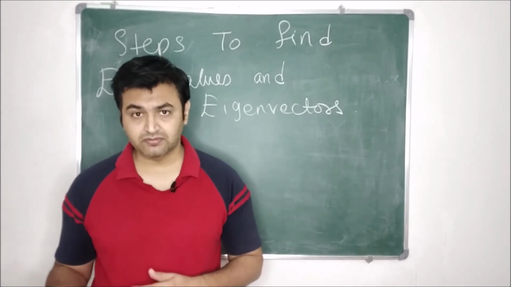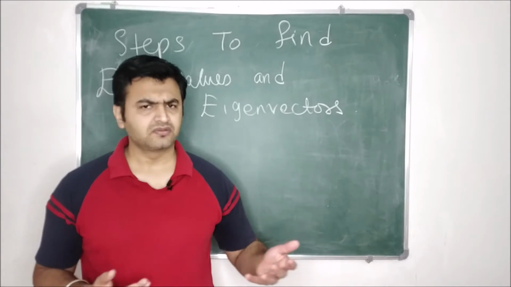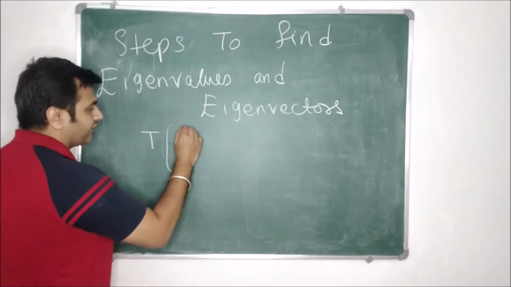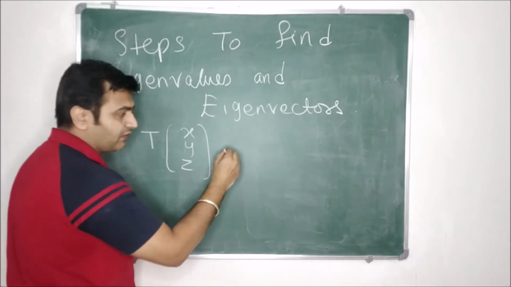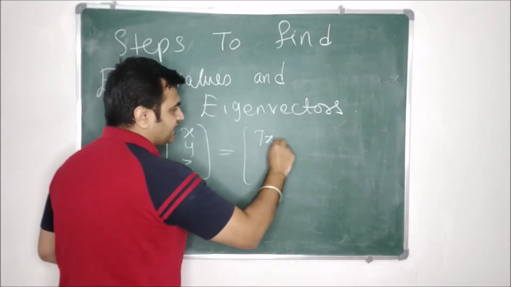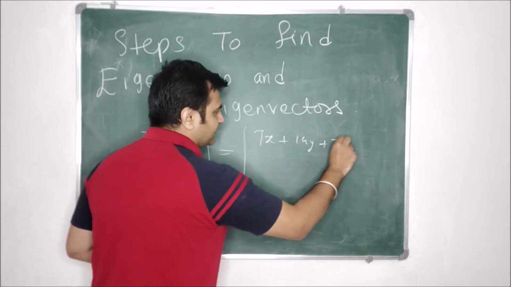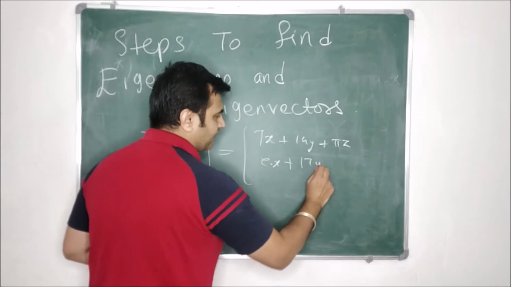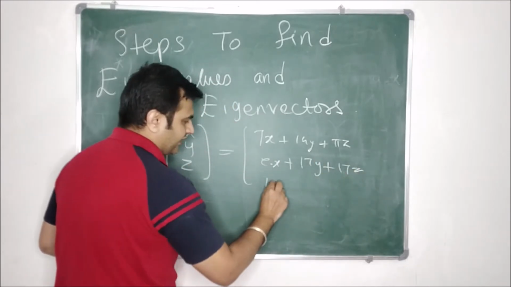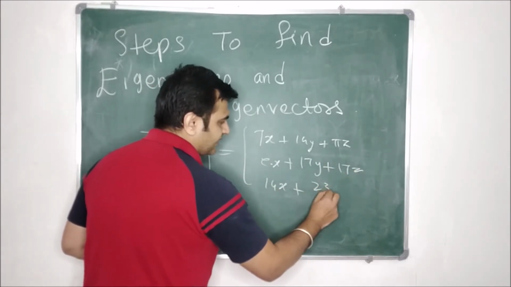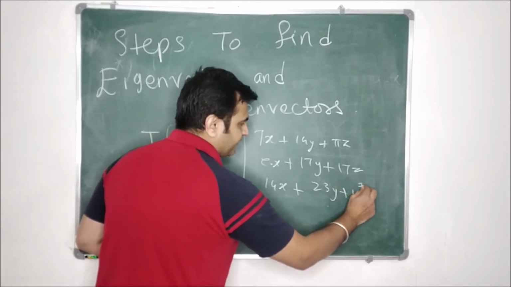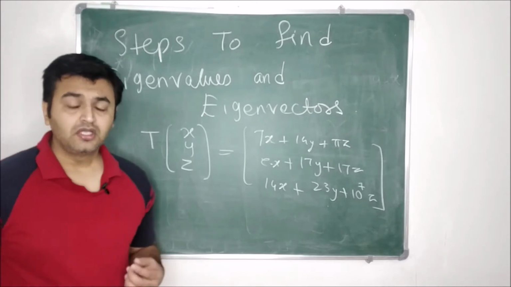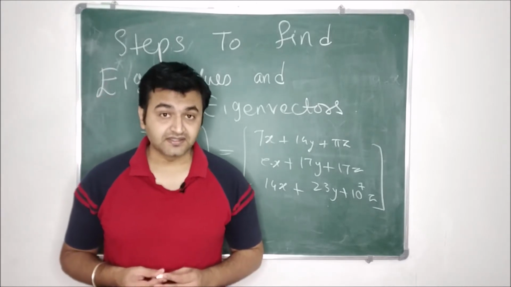But is that always possible? The answer is no. We don't always have such good transformations. For example, if you have T of (x, y, z) from R3 to R3 as, say, 7x plus 14y plus pi z, then e x plus 17y plus 17z, and 14x plus 23y plus 10 raised to 7 z. Suppose you have such a transformation, then the question is what are the eigenvalues and eigenvectors?